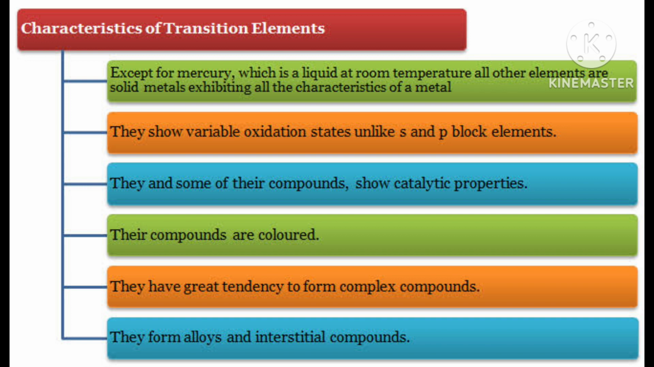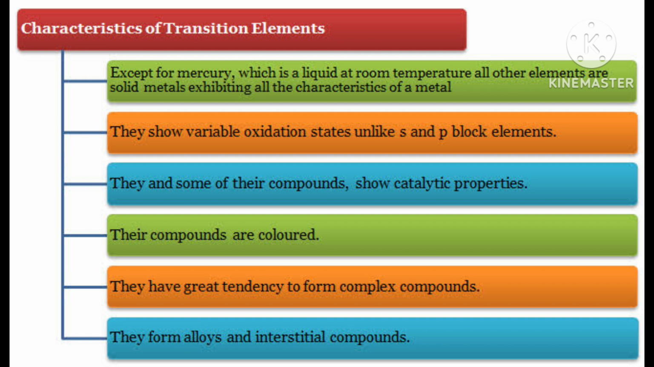58 is called cerium, Ce. 59 is called praseodymium, Pr. 60 is Nd, capital N, small d, first letter capital, second letter small, meaning neodymium. 61 is promethium, Pm. 62 is Sm, samarium, and 63 is europium, Eu.